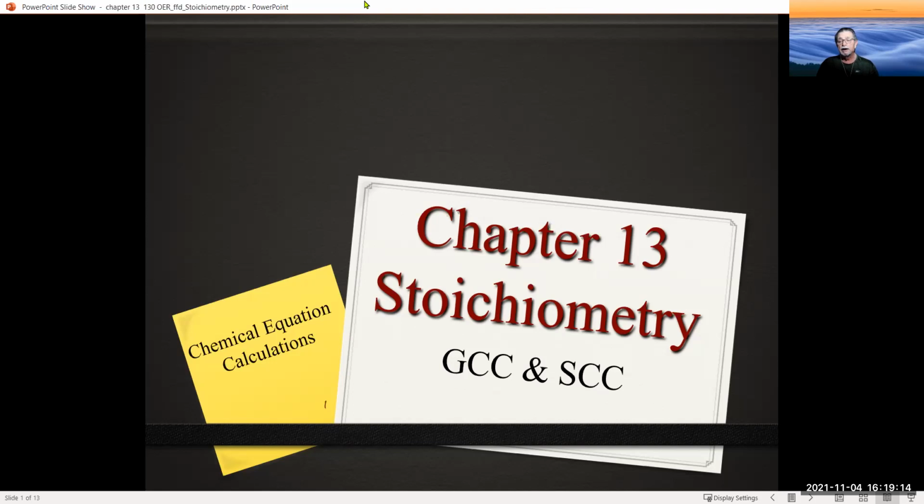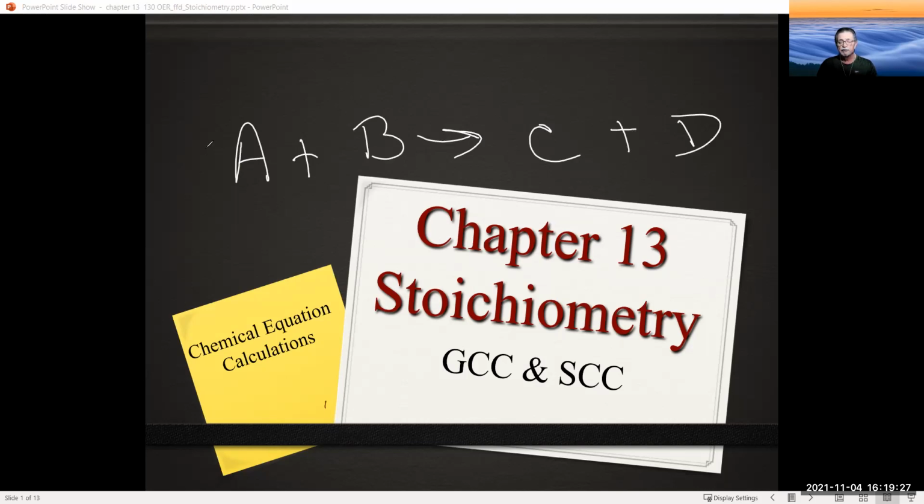For example, let's say I have a hypothetical equation here where A plus B reacts to give us a little bit of C and some D. And then for argument's sake, say that it takes 2 A's and 3 B's to give me, say, 1 C and maybe 4 D's, okay?